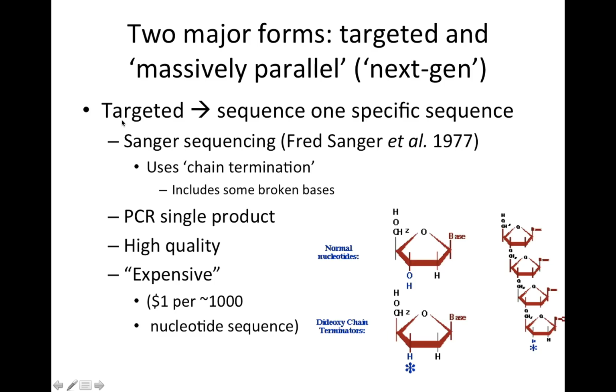The way this works, this is targeted sequencing. We're going to use PCR, which we'll learn about in another video, to amplify a single product, a single gene that we want to sequence, and make many copies of it. And then we can sequence this product. This kind of sequencing is high quality, has very few errors, but it's quite expensive. It won't sound expensive, but $1 per 1,000 nucleotides compared to next generation sequencing is quite expensive. And here's the link if you want to check this out.